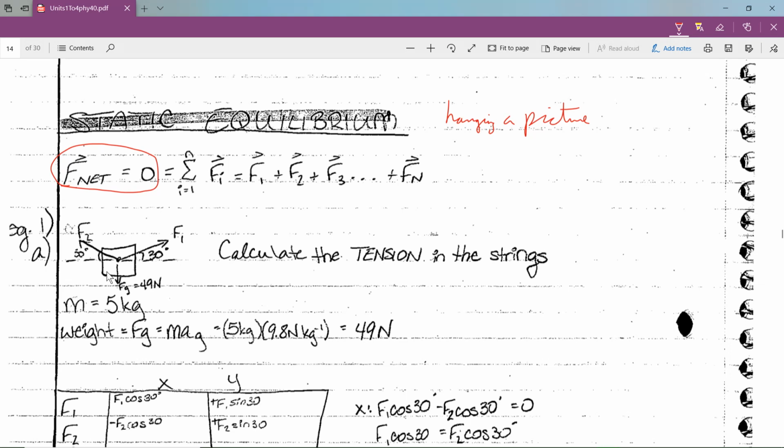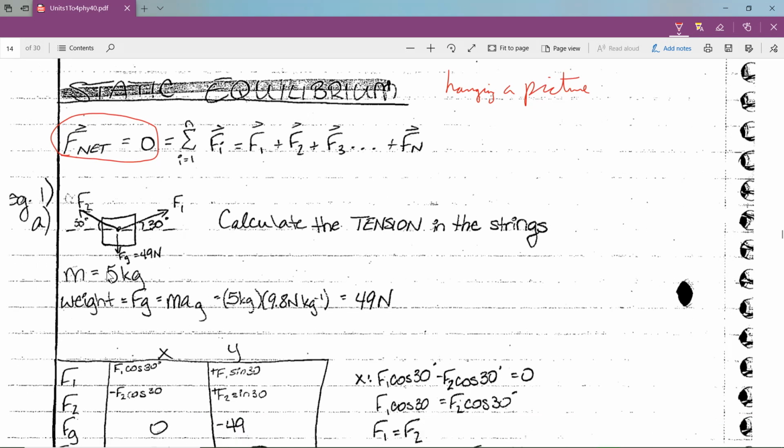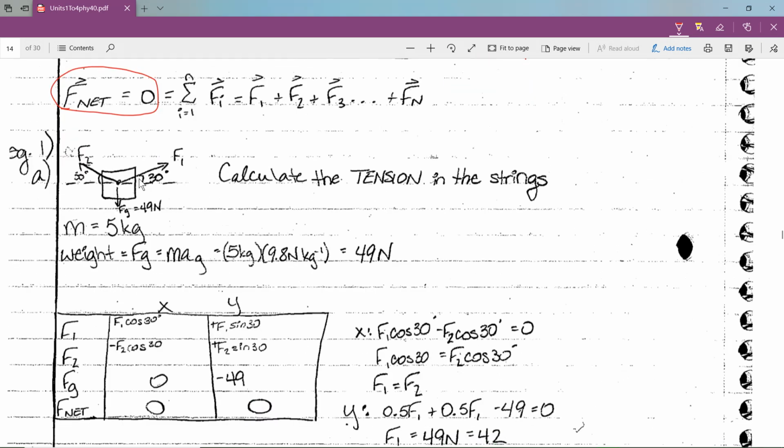So suppose here I'm taking a picture and frame together. It's 5 kilograms. So the weight, I hope you remember what weight is. Weight is the force of gravity. It's m times the acceleration due to gravity, and I'll assume I'm on the surface of the Earth. So it's 5 times 9.8 in our example, which is 49 newtons.